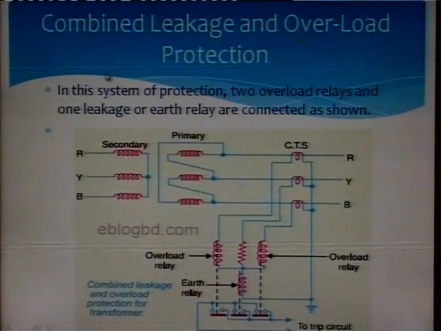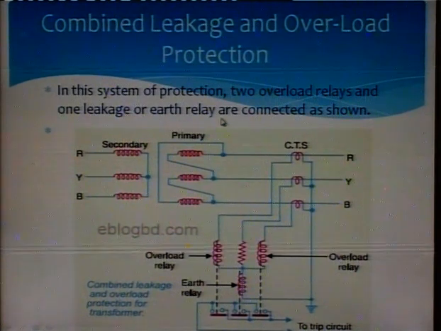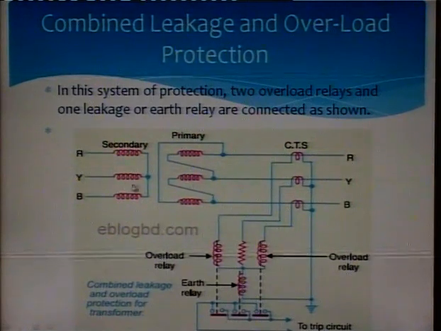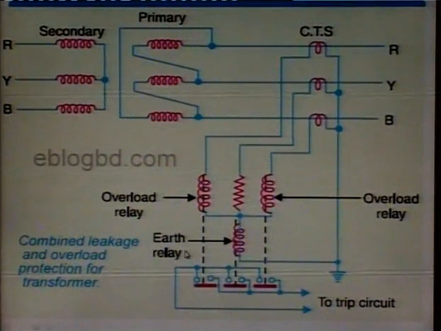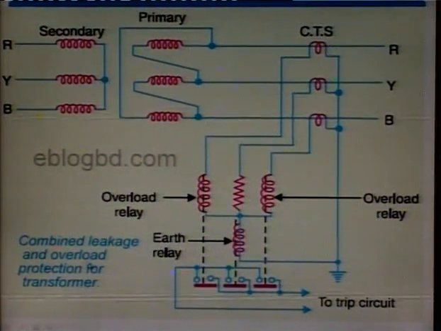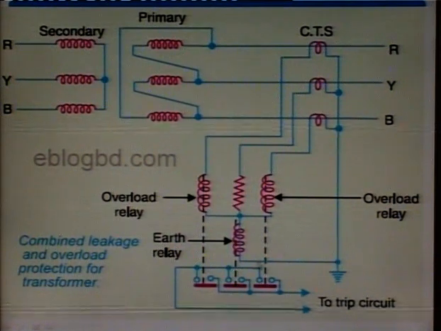Leakage fault. So in this system of protection, 2 overload relays and 1 leakage or earth relay are connected as shown. So see again, this is a delta star transformer. Here I have connected the CTs in each of 3 phases. The zoom view of the combined leakage and overload protection for transformer.